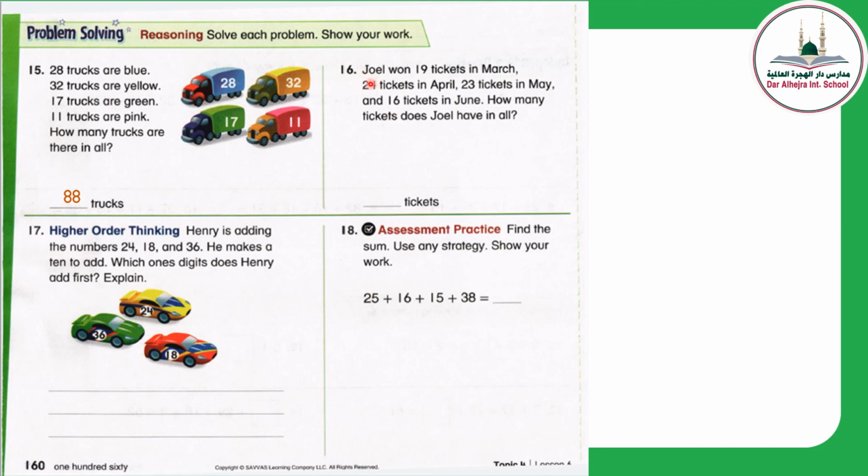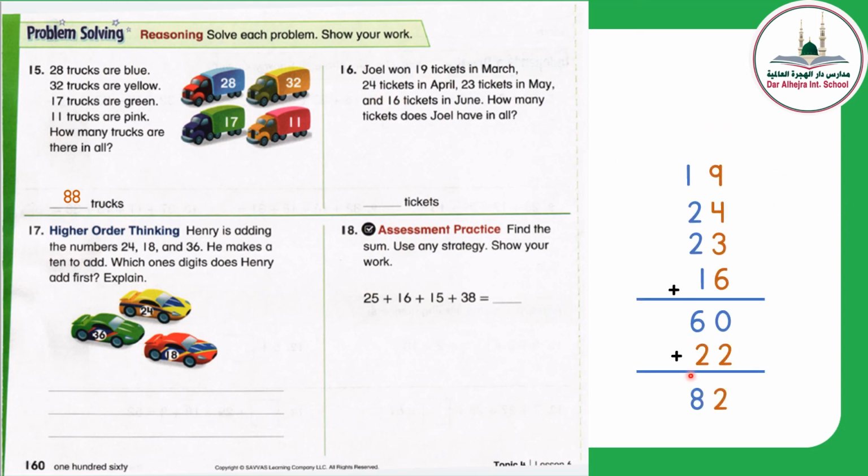Next we have another sum. Jewel won 19 tickets in March, 24 tickets in April, 23 tickets in May, and 16 tickets in June. How many tickets does Jewel have in all? She has won some tickets from March, April, May, and June. Each month there is a different number of tickets she won. Now we need to add all these 4 addends. Each of them is a 2-digit number, so I can easily write it in the form of the partial addition method.